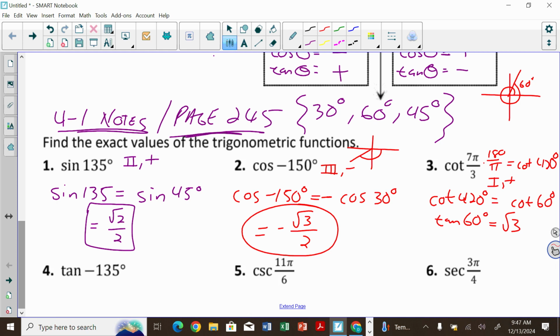Okay, so that's tangent though. So now I need the reciprocal of that. So cotangent of 60 would be 1 over the square root of 3, which would equal the square root of 3 over 3. Okay, all right, let's keep rolling on here now.